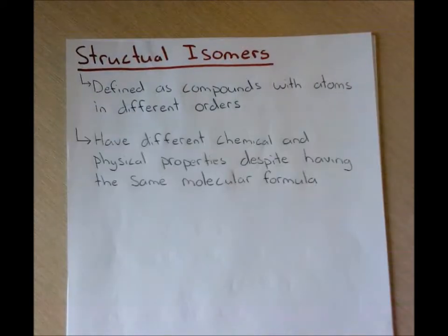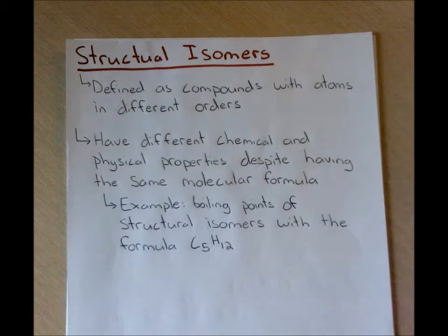So a good example of one of these properties is the boiling points of structural isomers with that formula of C5H12. That is the same molecular formula that we looked at on page number 1. So all 3 of those structures, even though they have the same formula, are going to have different boiling points and melting points, and they're going to have different chemical reactivity just because of the way their atoms are positioned in that particular molecule.